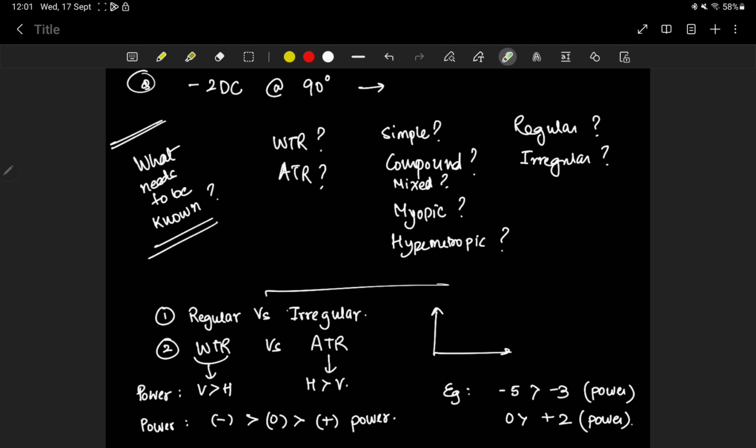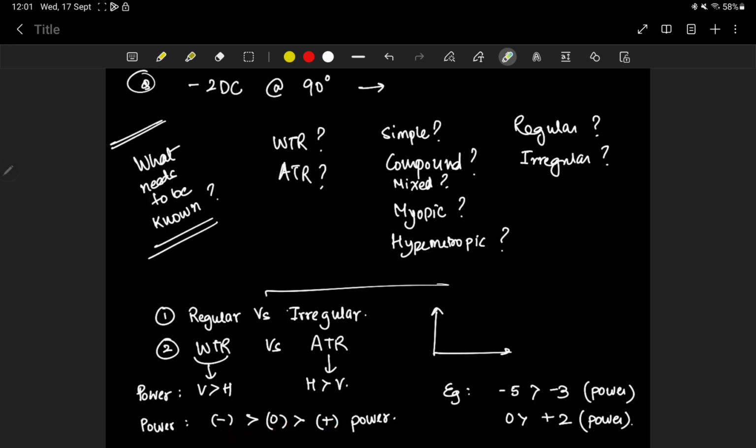Now let us see what is with the rule and what is against the rule. If we say that this vertical meridian is M1 and this horizontal meridian is M2, and give some power to M1 and some power to M2, then if the power in M1 is more than the power in M2, it will be with the rule astigmatism. That is, the vertical meridian has more power than the horizontal meridian. Now what do I mean by more power? As a general rule of thumb, remember that a negative power is more than a zero power and a zero power is more than a positive power.